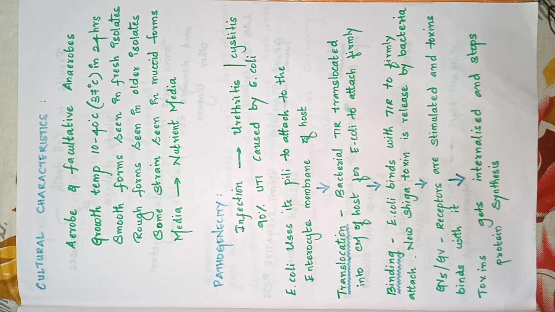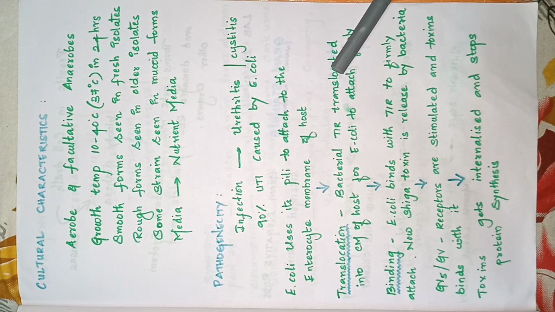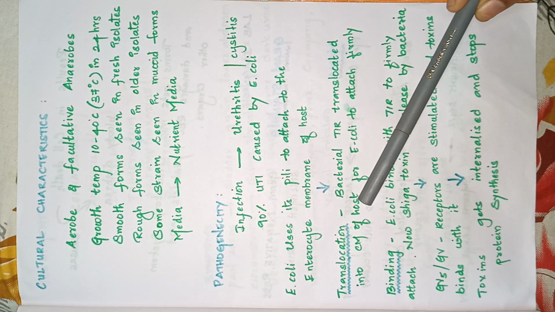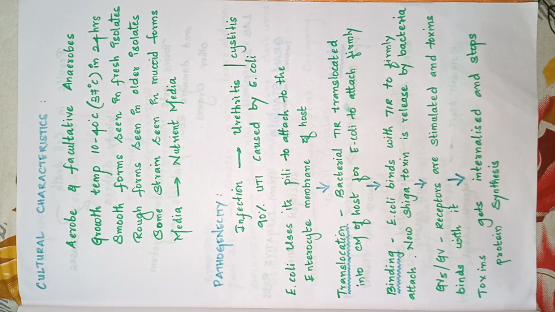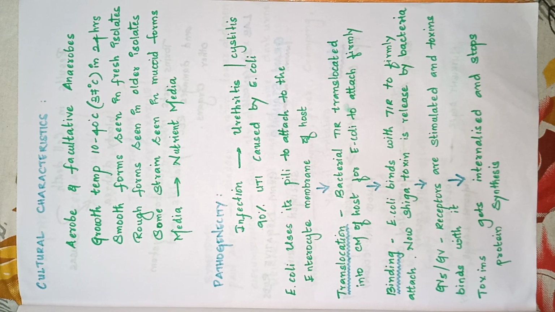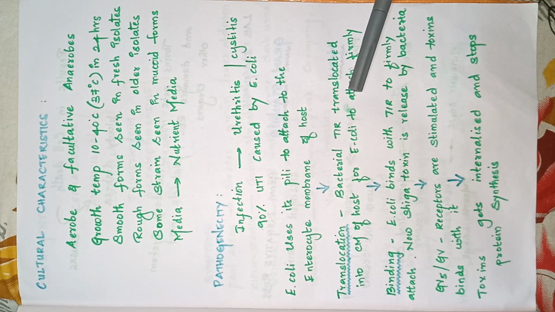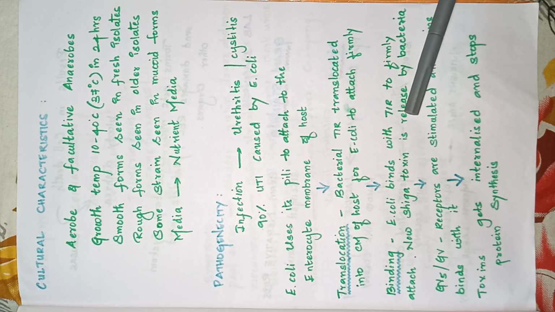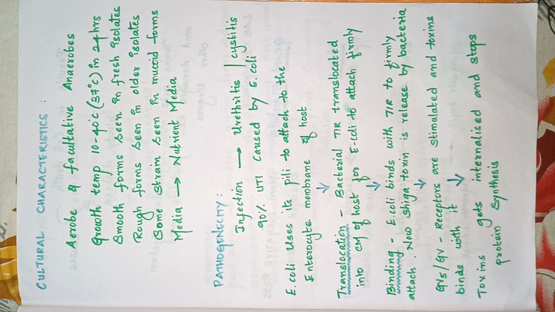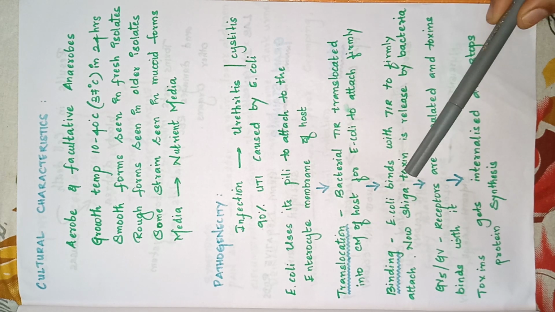Then after attaching to the host, translocation will happen. The bacterial Tir translocates to the cell membrane of the host for E. coli to attach firmly. So for its firm attachment, bacterial Tir will translocate to the cell membrane of the host. Then after it firmly attaches, the next process will be binding. Now this E. coli binds with Tir to firmly attach. Now after attaching, the toxin will be released from the bacterial cell, that is Shiga toxin will be released.